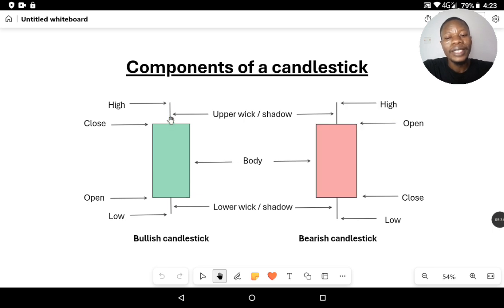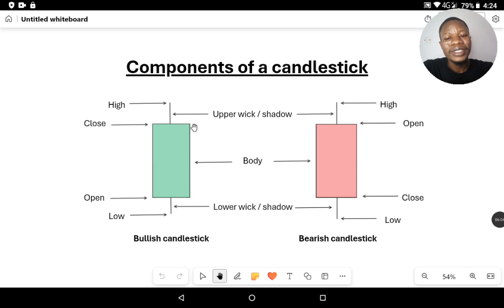So let's look at the parts of a candlestick. You can see this tiny part is often referred to as the wick of the candle. You can see it, the tiny part. We have it at the top, we have it at the bottom. So it could be long. Sometimes some candles don't have it, but anytime you see this tiny part of the candle, it is referred to as the wick, or you call it shadow. So we have the upper wick for the two, and we have the lower wick for the two candles.